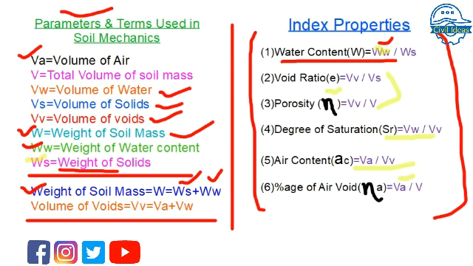So the basic difference between these two is that air content is the volume of air to the volume of voids, and percentage of air voids is the volume of air with respect to the total volume. This way you can make the relation and remember it easily. Void ratio is the volume of voids to the volume of soil solids, and porosity is the volume of voids to the total volume. So these are the index properties generally used in soil mechanics and generally asked in interviews and in exams. That's why you have to remember these properties.